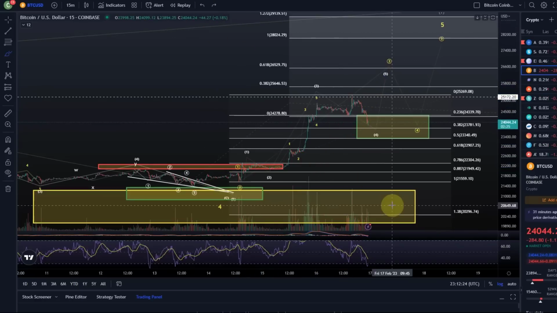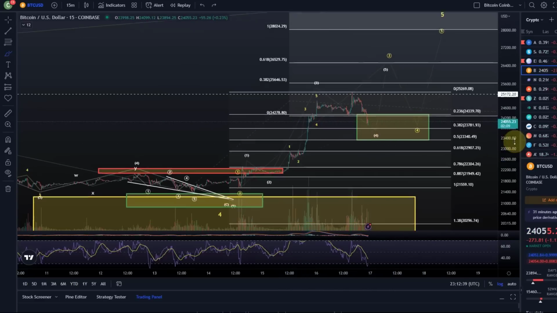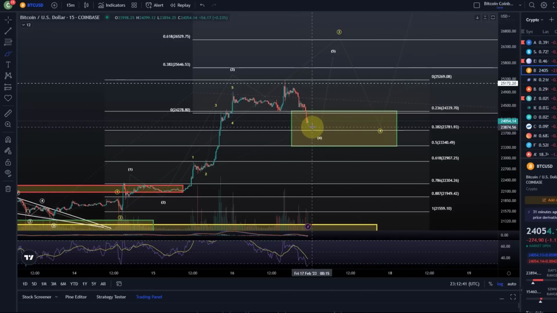So we always have to take it as we go, a bit of wayfinding here, and understand the charts as they develop and as the story is being written. Now, important is now to understand Bitcoin has come into the support area. It is nearly at the 38.2 FIB, here at 23,780.